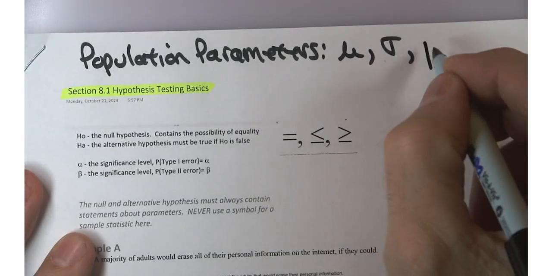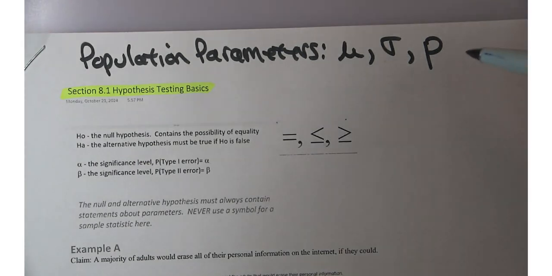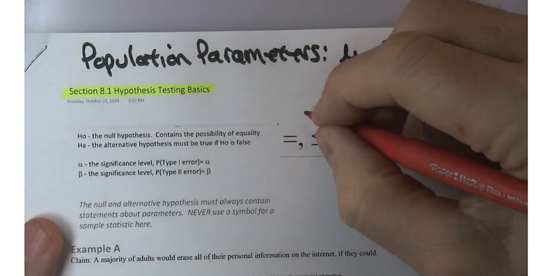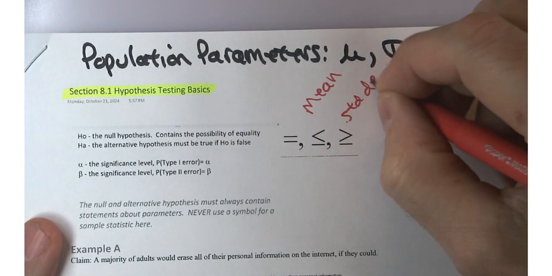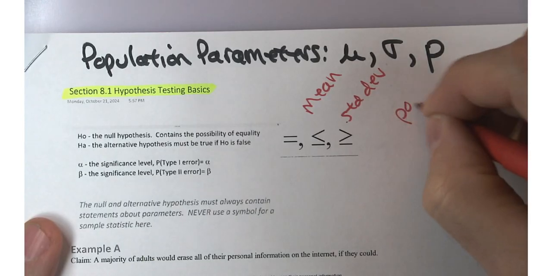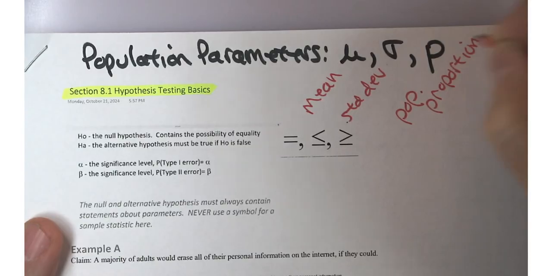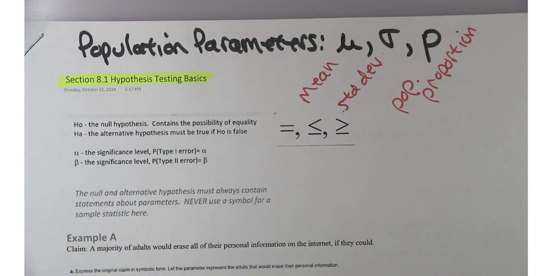Let's be careful. What would P hat be? Estimate. Yeah, that's the estimate. Well done. Thanks, Nicholas. P hat would be the estimate. That's your sample statistic. So this goes along with your mean. Here's your standard deviation. And here's your population proportion. So in Chapter 8, we're going to test claims about all 3 of these different things.